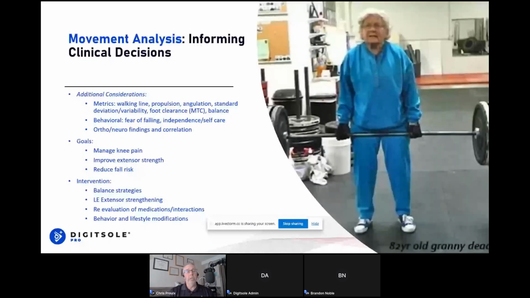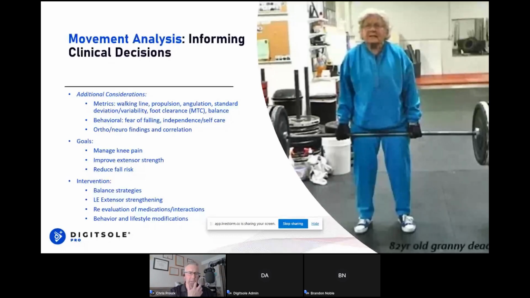So when we look at what we are supposed to do with this patient, there's always additional considerations. What are the other metrics? We do have some other metrics, but these basic ones actually provide a really good overview of some other things. Now, this is in addition to your typical evaluation and examination. So it is in combination with my orthopedic and neurological findings, and we do correlate those.